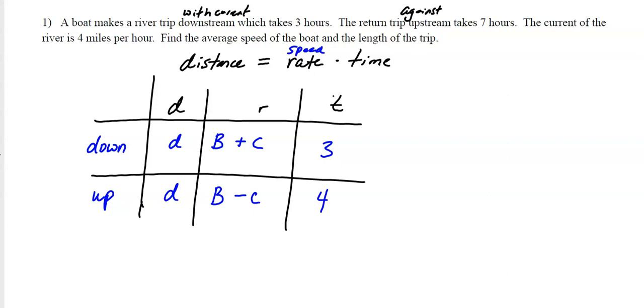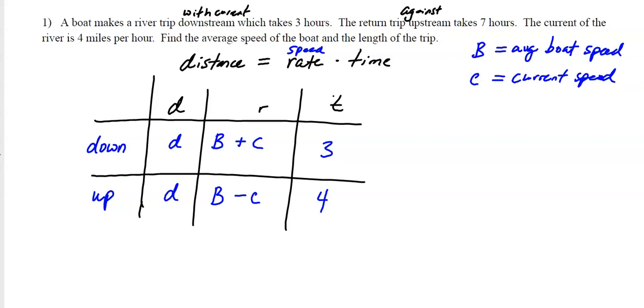So let's kind of label our variables here. D is distance, we already have that one. But B is going to be the average boat speed. And then we're going to let C be the speed of the current, which we know. And T is time, D is distance, so good to go.